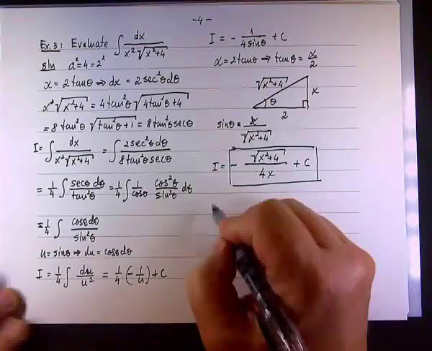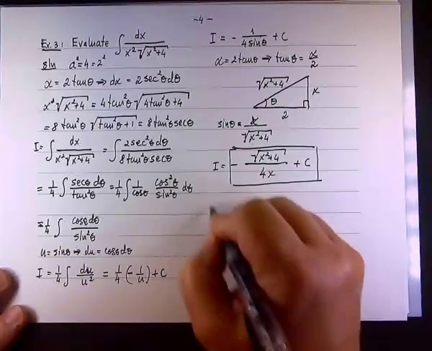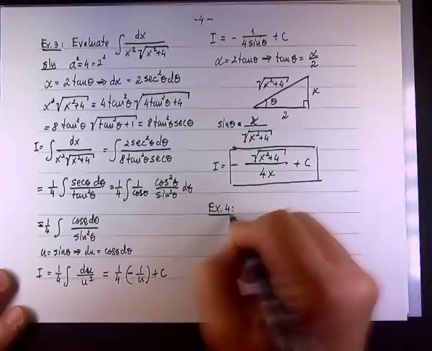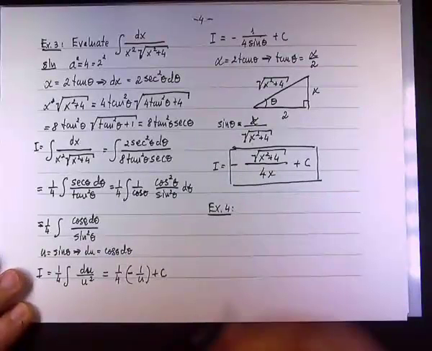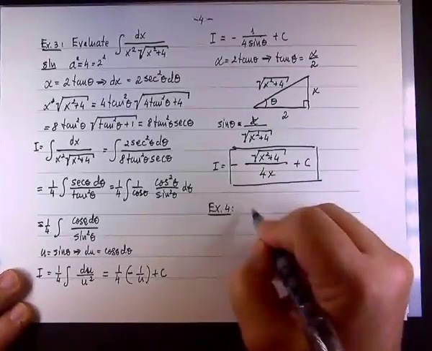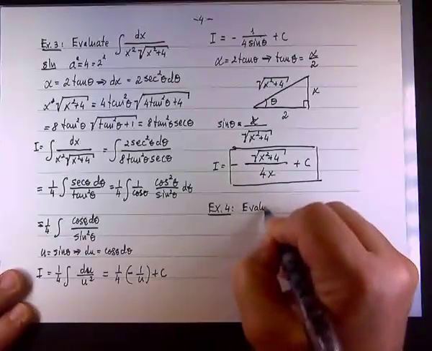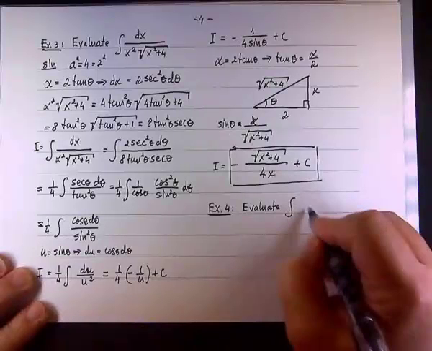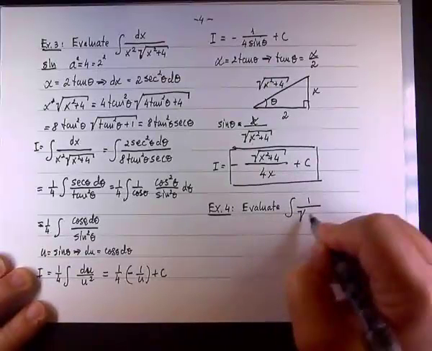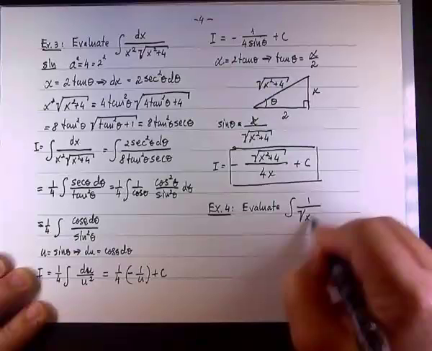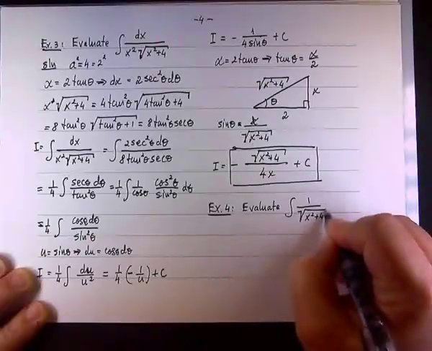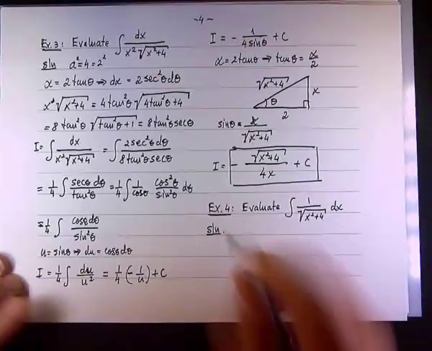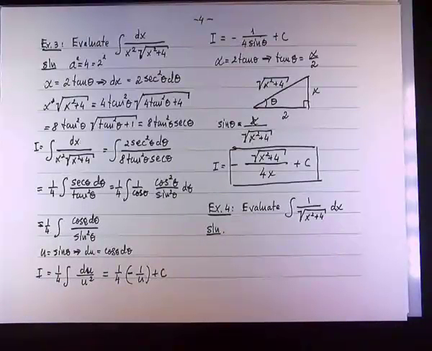Here's the next example, example 4. In this example, we need to evaluate the integral of 1 over the square root of x squared plus 4 dx. The reason I brought this integral is the following.